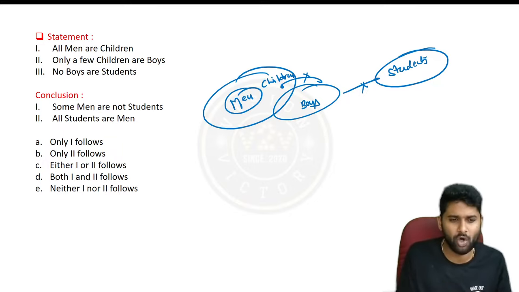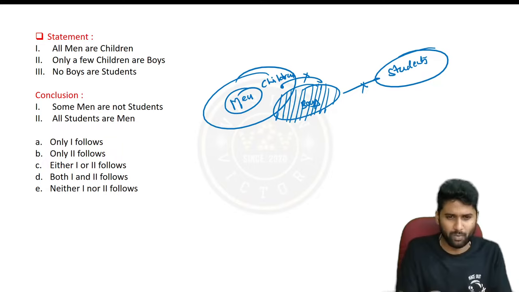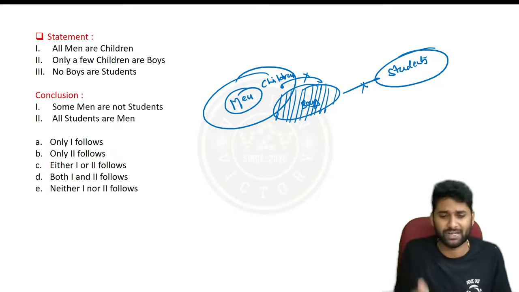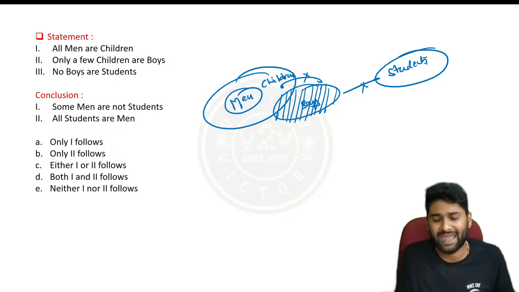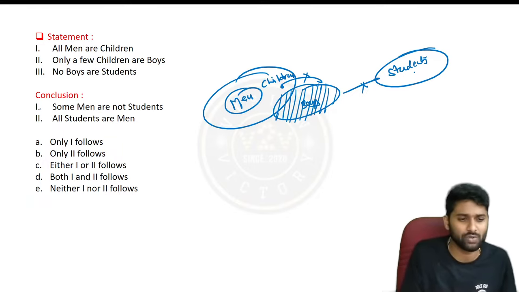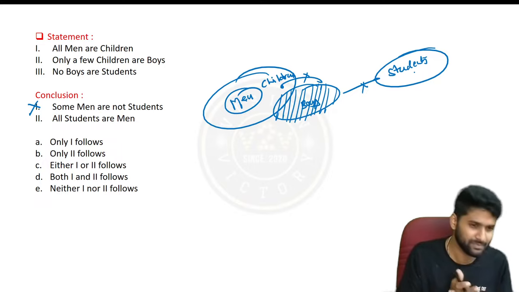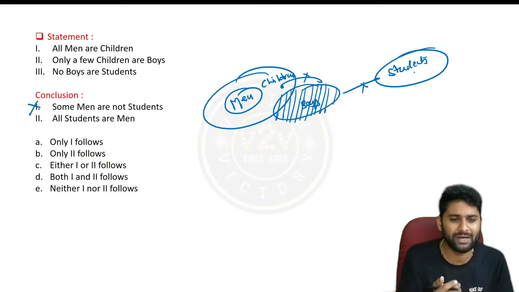Guys, is it possible that all men are students? Of course, it's possible. Why? Because there is no overlapping in your picture between men and boys. If you had an overlapping with boys, we could not assume into the student. That's why if all men can be students, definitely some men are also students. But the conclusion says that some men are not students. That's why it's invalid.